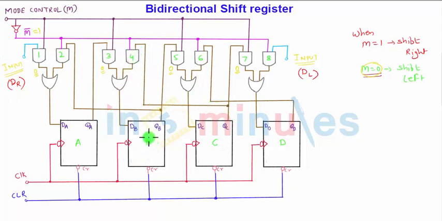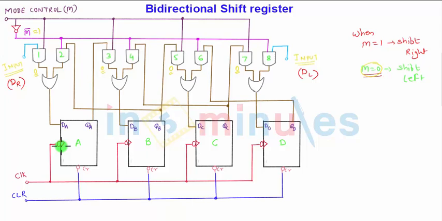From the 4th AND gate to flip-flop B, the output of flip-flop B, that is QB, is connected to the second AND gate, and through the second AND gate it is connected all the way to flip-flop A. That means we have moved from D to C to B to A. That is nothing but shift left operation.